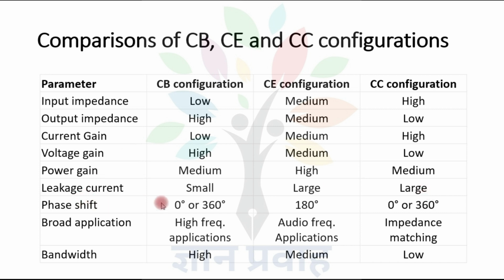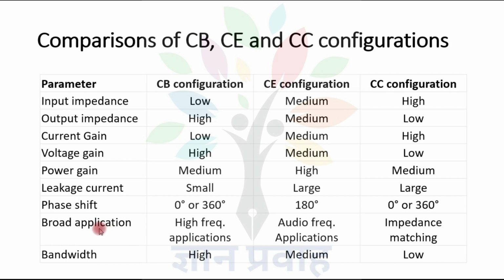Phase shift in case of CB and CC configuration is 0 or 360 degrees, while it is 180 degrees in case of CE configuration. That is another advantage of CE configuration. Here we get the reverse output, or 180 degree output, so this configuration can be used as an inverter circuit.